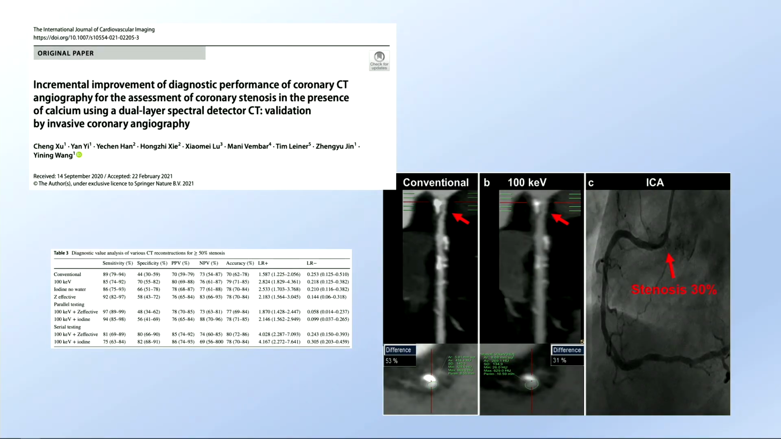But also another thing that I think is very important and we like about Spectral is in lesions that are calcified. So when we have calcium, we know this can be a problem with CT due to the blooming of the calcium. And here we see a paper that was published in the International Journal of Cardiovascular Imaging, where they measured the stenosis with conventional and using Spectral CT mono E's, and they found a better correlation with the Spectral versus the conventional.